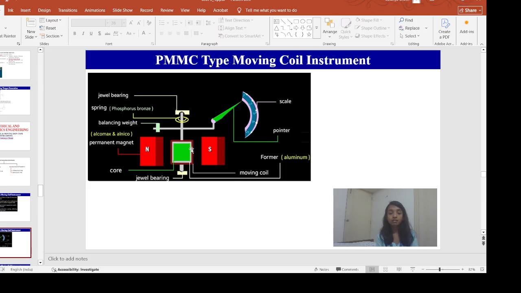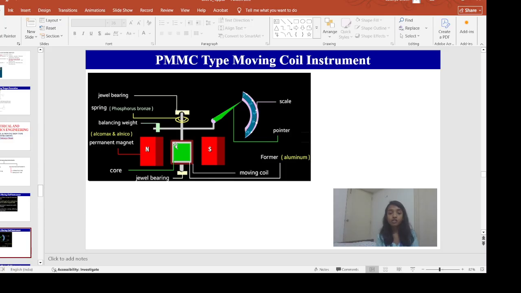With this moving coil we have a spindle attached. At the two ends of the spindle we have jewel bearings. With this moving coil the pointer is also attached, and through this pointer the spring is also attached. This spring is made of phosphorus bronze material. If there is any deflection in the pointer, we can observe it on the scale.